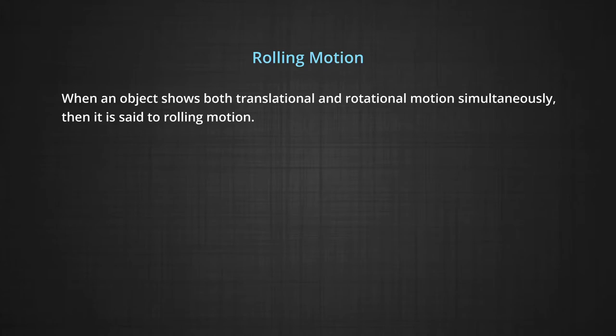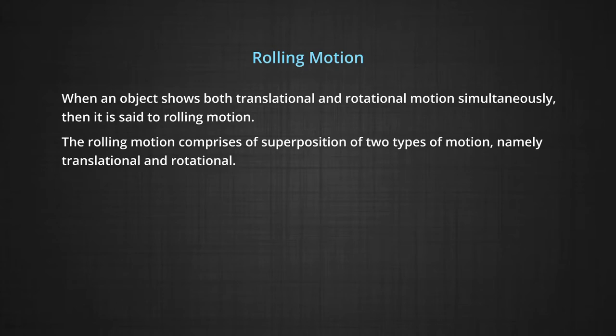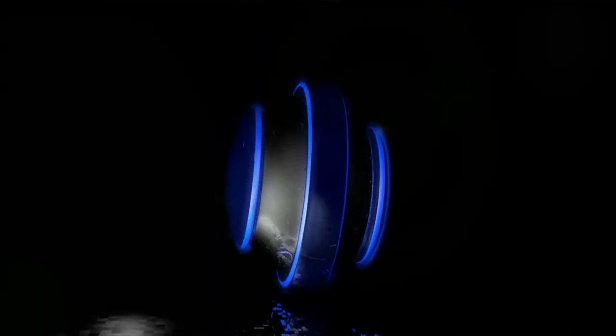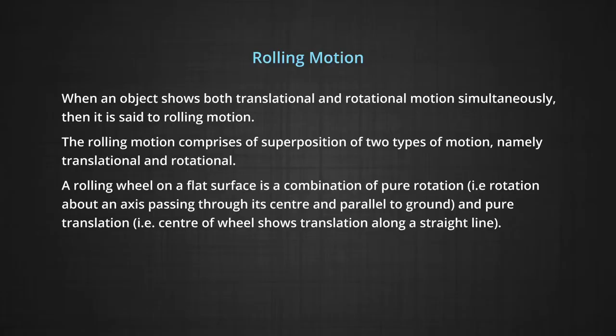As rolling motion comprises a superposition of two types of motion, translational and rotational, it needs visualization from both these perspectives. If one watches a rolling wheel on a flat surface carefully, it is a combination of rotation about an axis passing through its center and parallel to the ground, and pure translation, in which the center of the wheel moves along a straight line parallel to the ground.